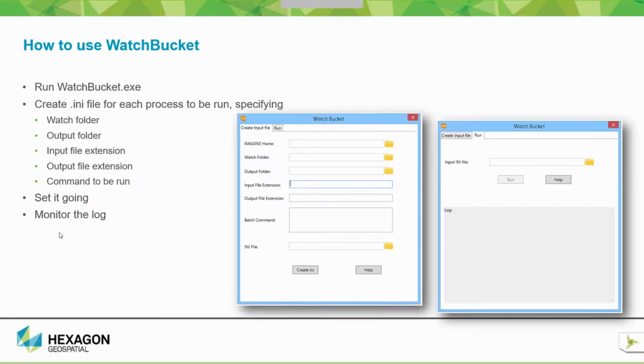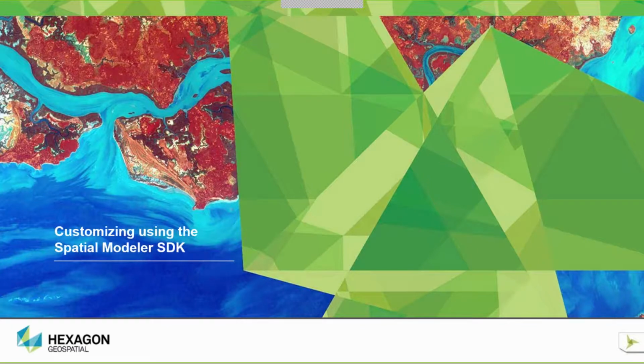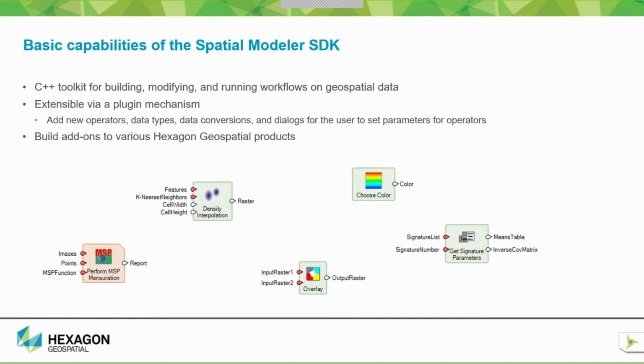Okay, so if you want to get a little bit more advanced in your customization, you can actually use the Spatial Modeler SDK. Again, we've had this since, well, I guess formalized for a couple of versions now. Really didn't have it formalized until 2014, I guess. Really more 2015, and now even more so in 2016. It's a C++ toolkit. Lets you build and modify and run workflows.